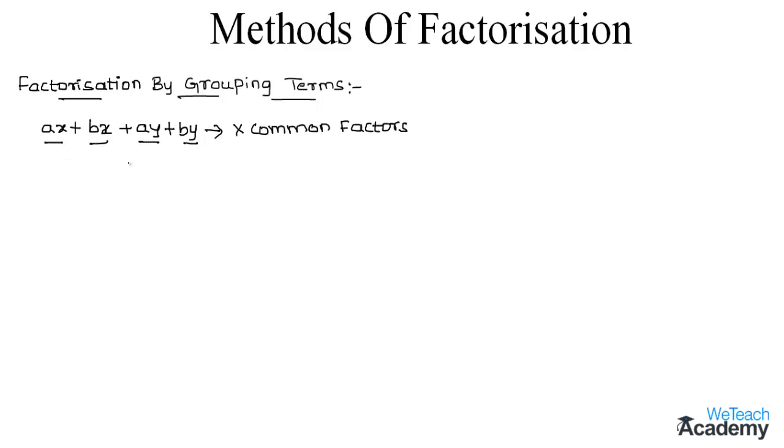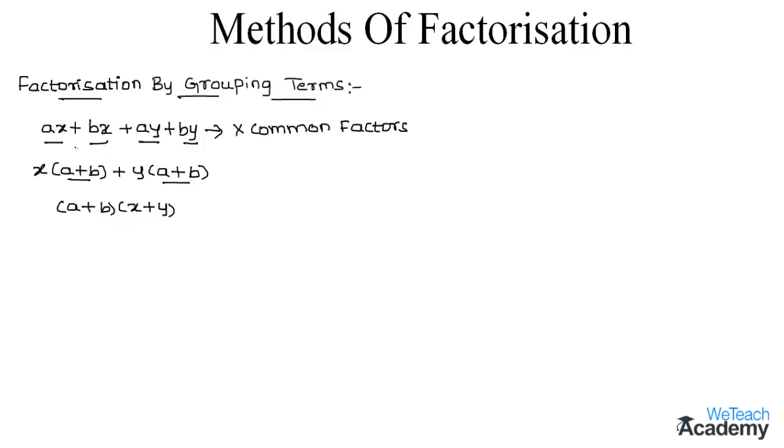So by taking x as a common factor from the first two terms, we can write this as x into a plus b, and coming over to the last two terms, if we take y as a common factor, we get y into a plus b. Now again, let us take the group a plus b as a common factor. So we get a plus b into x plus y. So this expression can be factorized another way.